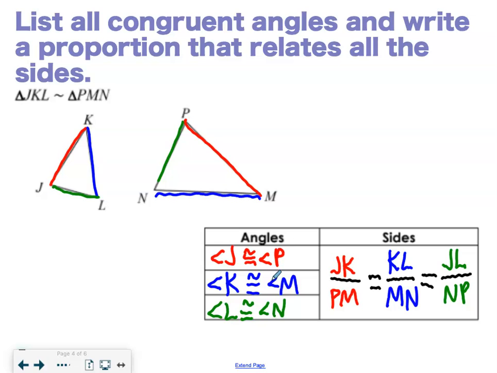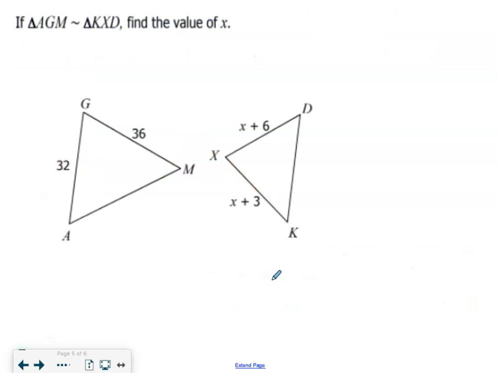So why is this important? This will help us solve for missing lengths, which is what we're going to do for our last example. We are given the two triangles are similar. Find the value of x. So we just have to match.